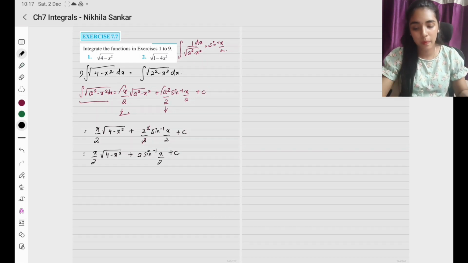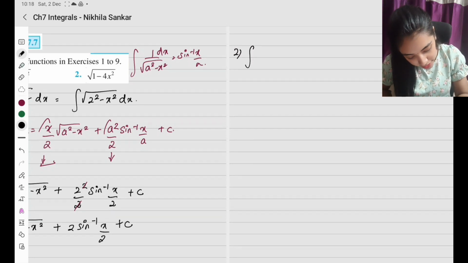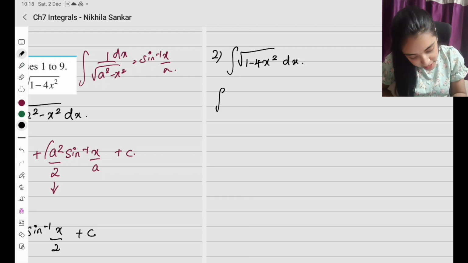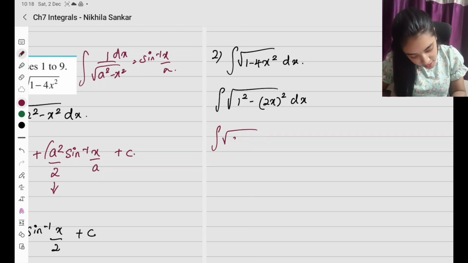Please copy. Question number 2: 1 minus 4x square. So what formula is this? Integral of square root of 1 minus 4x square times dx. So how can I rewrite this? I can write this as square root of 1 square minus 2x the whole square times dx. This is again of the form integral square root of a square minus x square times dx.